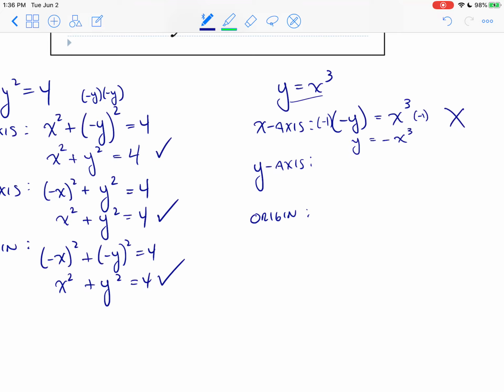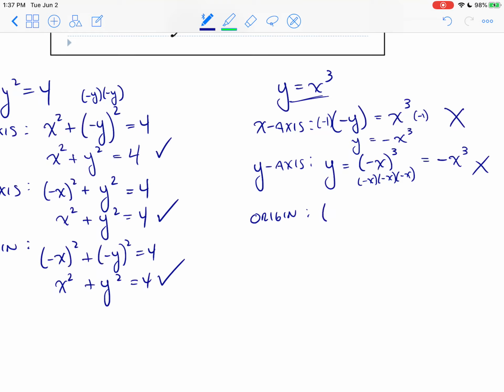Let's try y-axis symmetry. Okay, so now I would replace x with negative x. But negative x cubed is negative x times negative x times negative x, 3 times, which actually gives me negative x cubed. And that is not the original equation. So there's no y-axis symmetry here either.